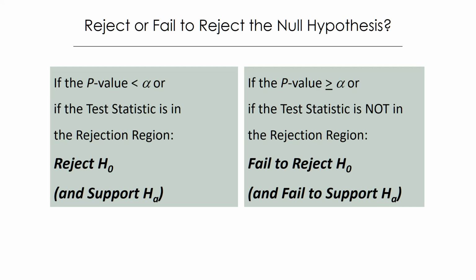Very significant, less than alpha. So we reject the null hypothesis. We conclude that it cannot be true. It's too unlikely. And then we support the alternative. If the p-value is greater than or equal to alpha, that would be not significant. And in that case, the test statistic would not be beyond the critical value and not in the rejection region. And so we would fail to reject the null hypothesis. It could be true. And so we'd also fail to support the alternative hypothesis. It might be false.